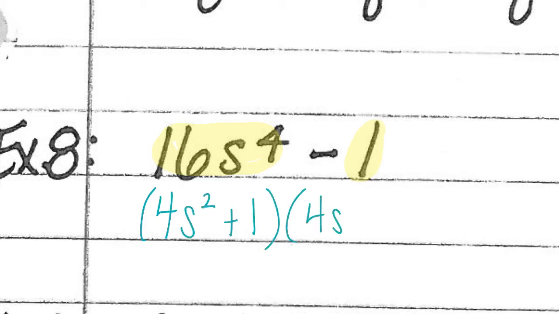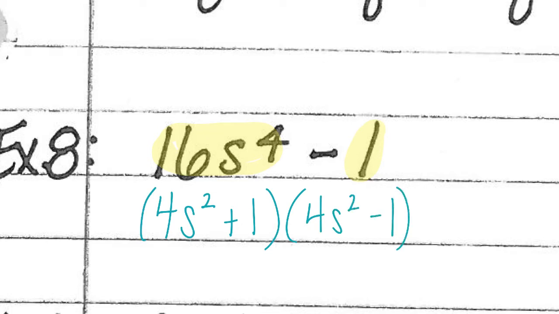All right, Algebra 2, we're going to finish Chapter 4, Section 5 with things that continue. So notice that this can be a perfect square. The perfect square of 16s to the 4th is 4s squared, and the perfect square of 1 is 1. So the first thing I could do is make this 4s squared plus 1 and 4s squared minus 1.